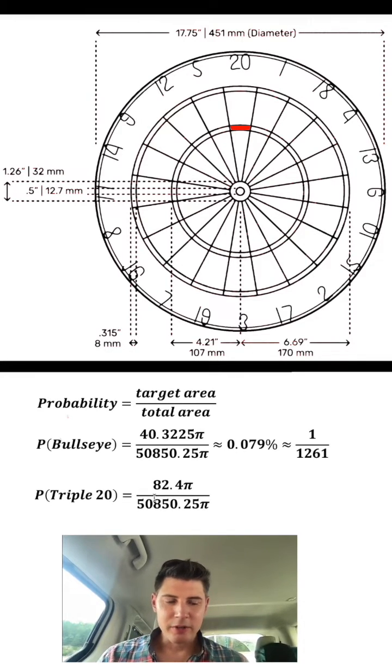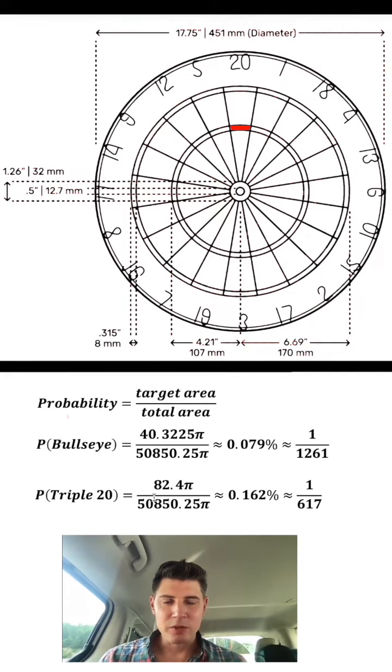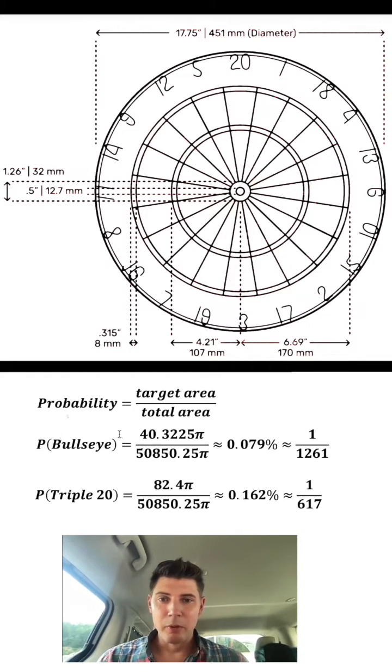And we can plug all this into a calculator. It gives us approximately 0.162%. And as a fraction, that is 1 over 617. So the triple 20 has about twice as much area as the bullseye. How exciting.